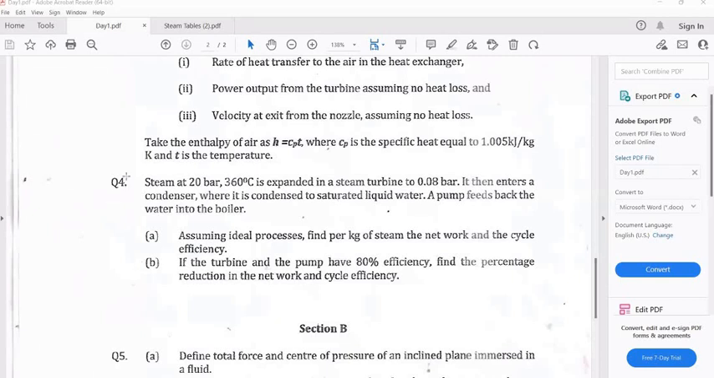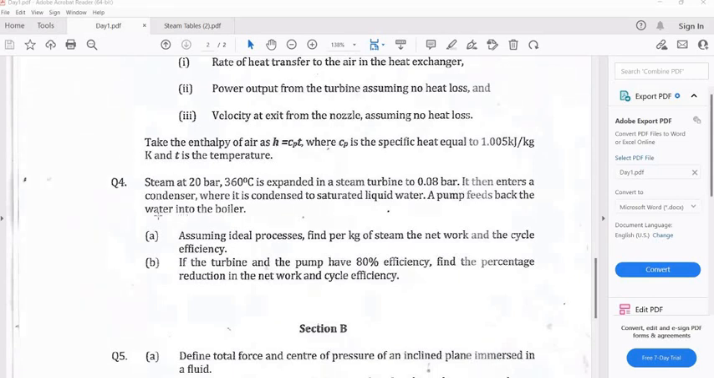Now this is the question we left at this point in the last class. Steam at 20 bar, 360 degree centigrade is expanded in a steam turbine. So you have to recall the boiler and the turbine in the circuit, and then pressure. Now you can see from 20 bar to 0.08 bar. This is expansion. Expansion means pressure is reducing, right?